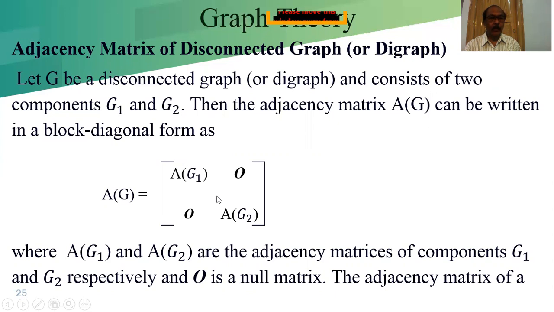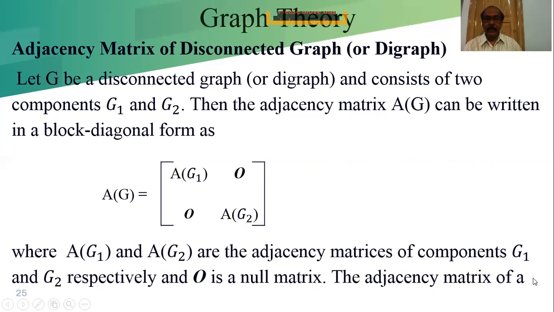There is no common part, and the rest of the matrix is 0. That means this is a null matrix. Here the bold O is the null matrix, where AG1 and AG2 are the adjacency matrices of the corresponding components G1 and G2 respectively, and bold 0 is the null matrix.